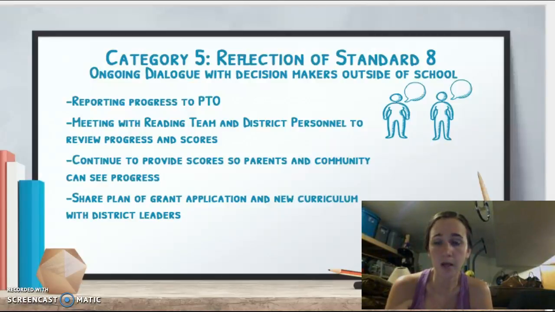So I feel like this plan is very straightforward and can definitely be done and is definitely an obtainable plan. So that is my case study for Module 15.